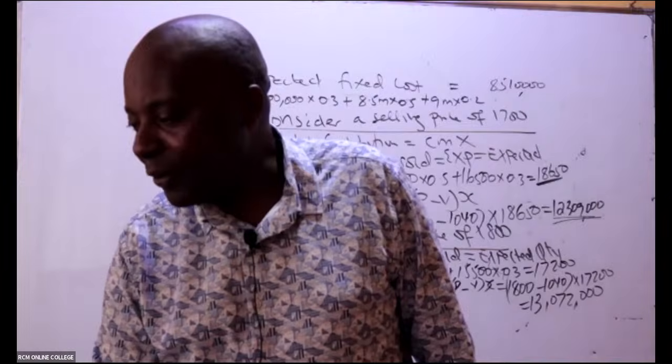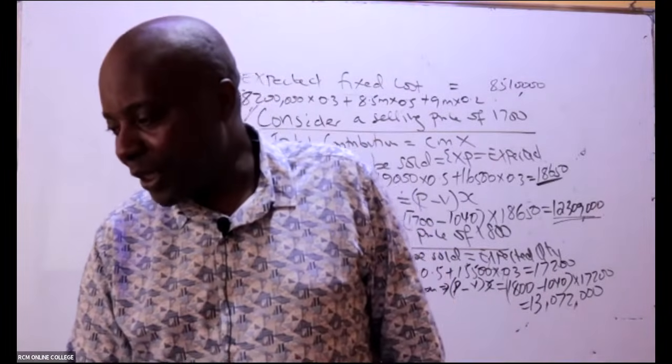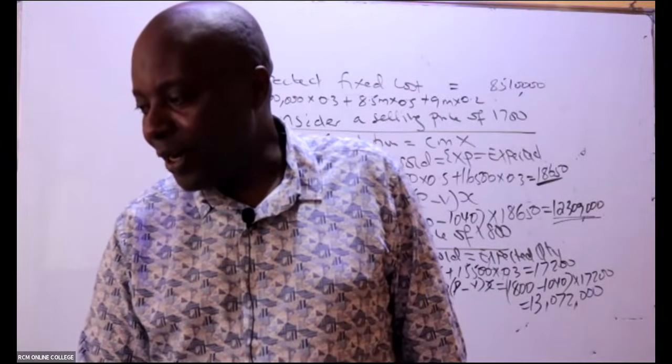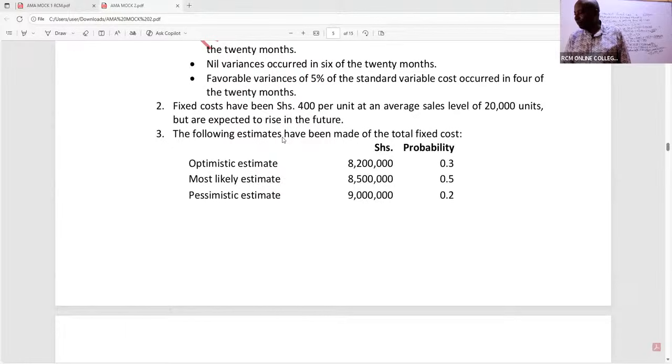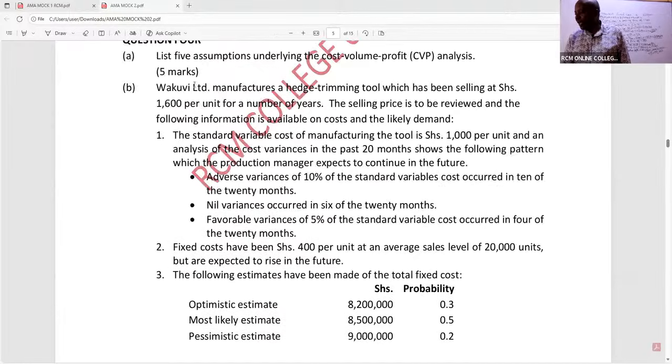Is it 1600? It is 1600, yes. So this current price is 1600. They have told us up here: Wakuvi Limited, quite a bad name, manufactures a hedge trimming tool, which has been selling at 1600 per unit. So in this case, let's evaluate the current situation.